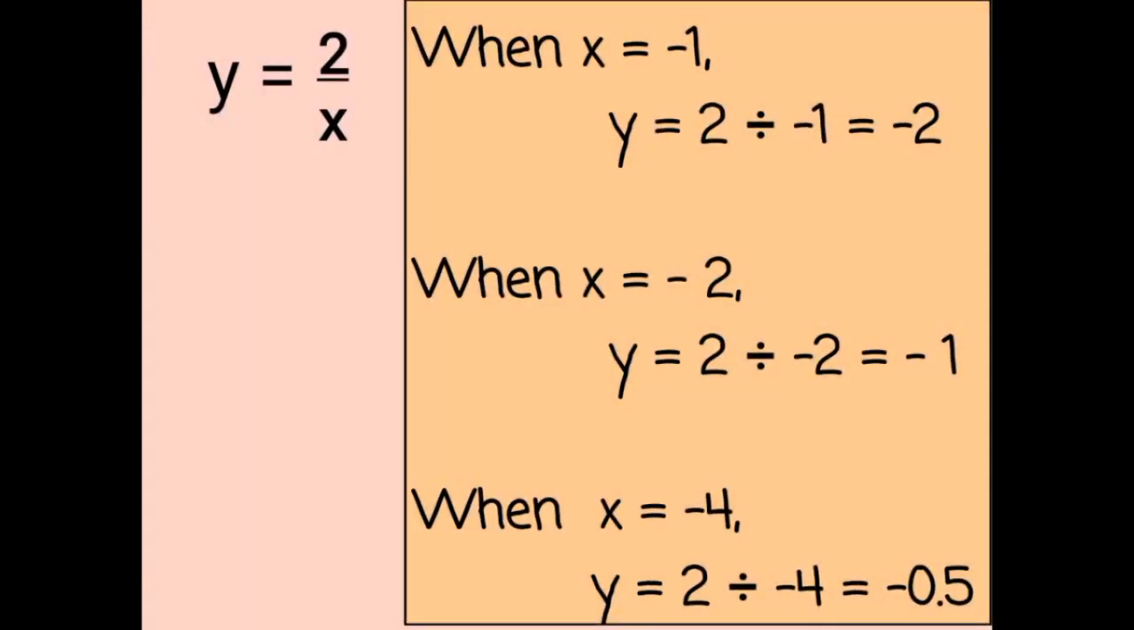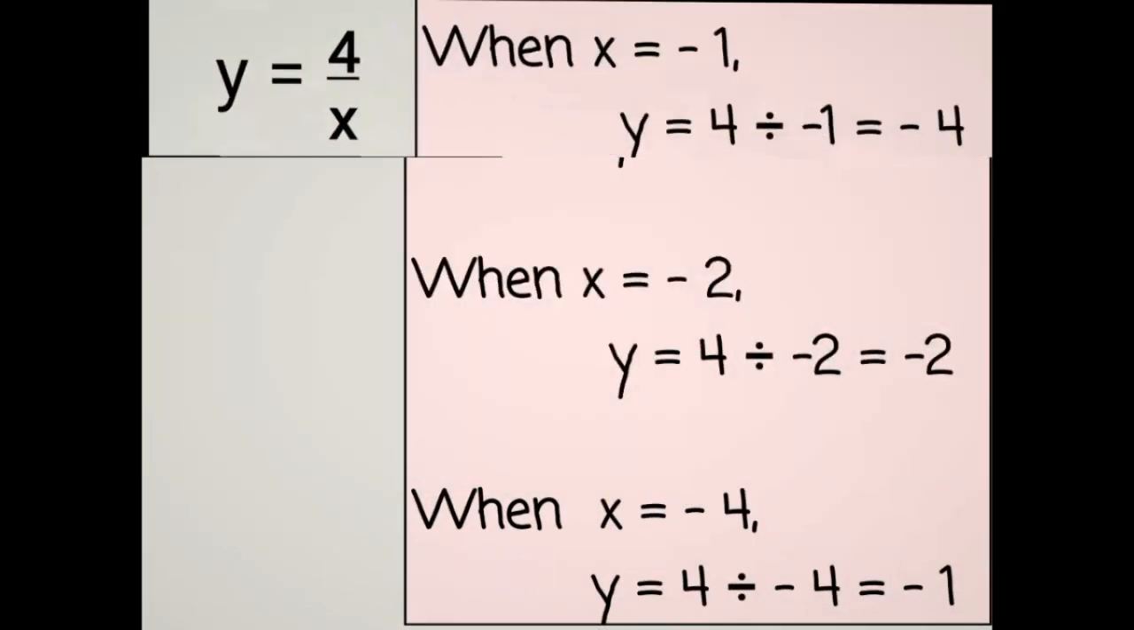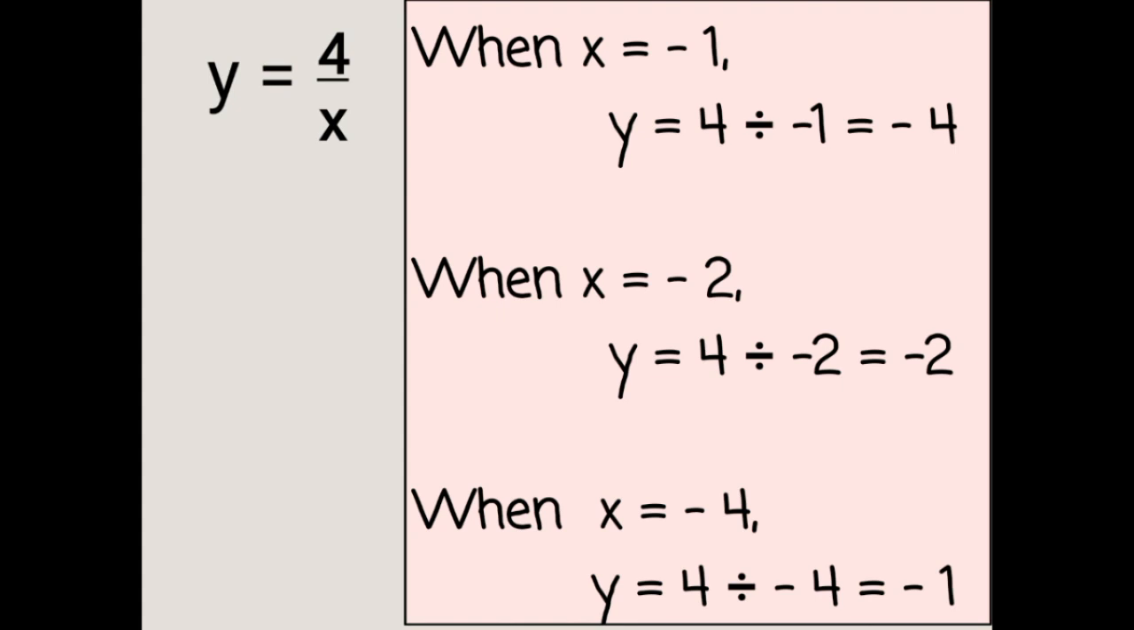when x equals minus 1, y equals minus 2, and when x equals minus 2, y equals minus 1. When x equals minus 4, y equals 2 divided by minus 4 equals minus 0.5. Now, for the graph y equals 4 over x, when x equals minus 1, y equals minus 4, when x equals minus 2, y equals minus 2, and when x equals minus 4, y equals minus 1.